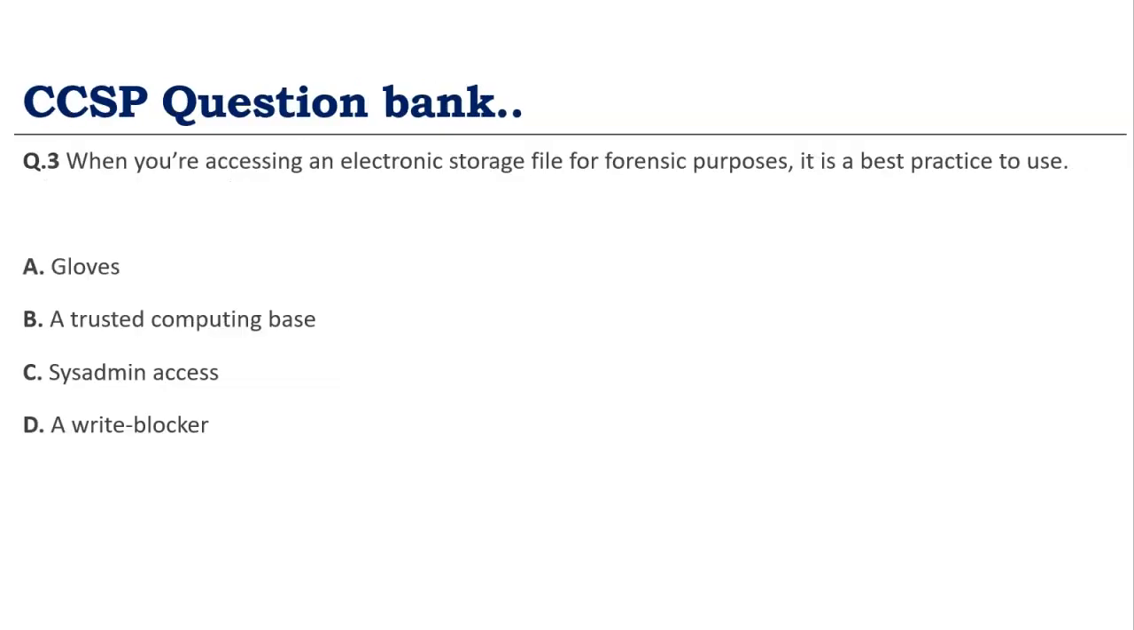Option B is correct. The third one: when you are accessing an electronic storage file for forensic purposes, it is best practice to use what? We have seen that whether you collect data from the host or guest, always use a write blocker, because there is a possibility that while collecting, you can tamper with the actual evidence or the actual system by not using the write blocker. So there should be no write operation from your end to the storage file, database, or hard disk you are collecting data from. The option should be D, write blocker.